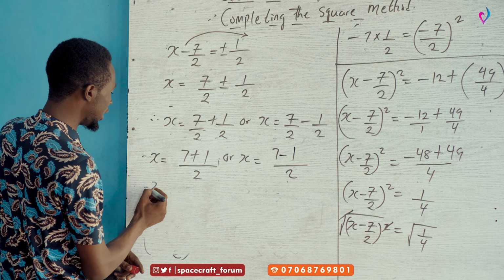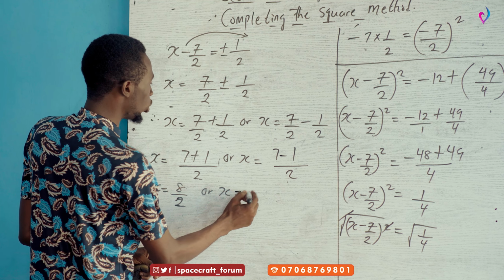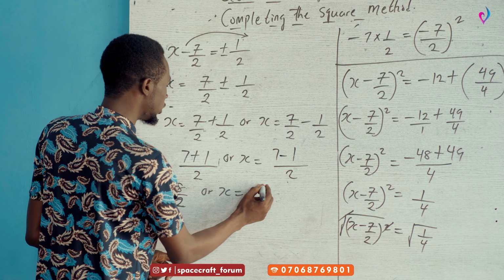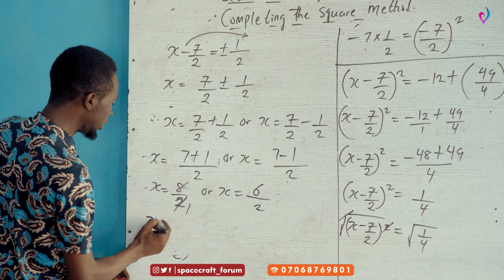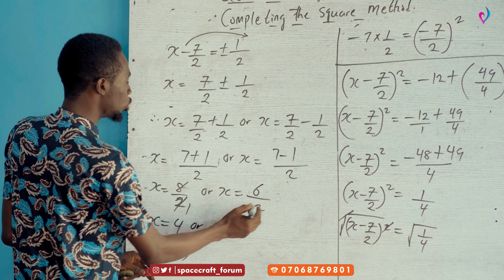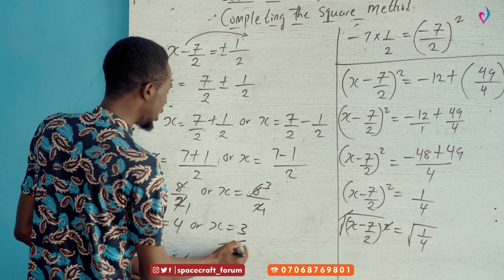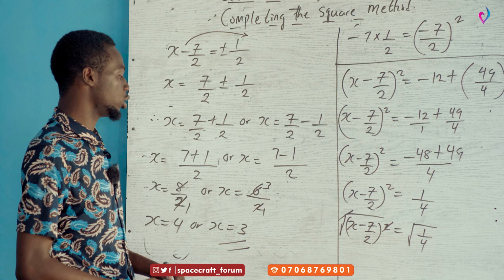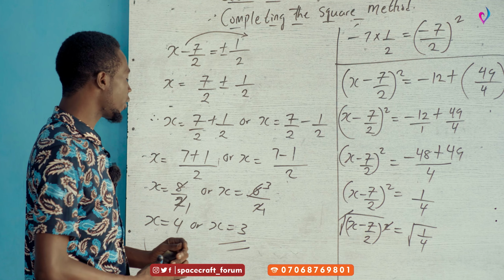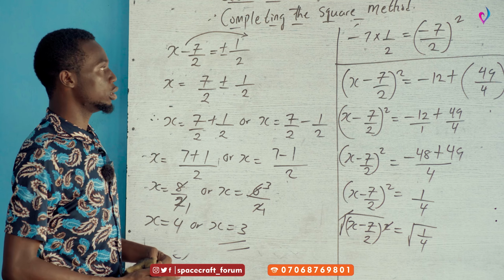7 plus 1 is 8, which is 8 divided by 2, or x is equal to 7 minus 1 is 6, which is 6 divided by 2. 2 into 8 is 4, 2 into 6 is 3. So x is equal to 4, or x is equal to 3. So the answer is x is equal to 4, or x is equal to 3, which is the same thing as the answer for the formula method and factorization method. Thank you.